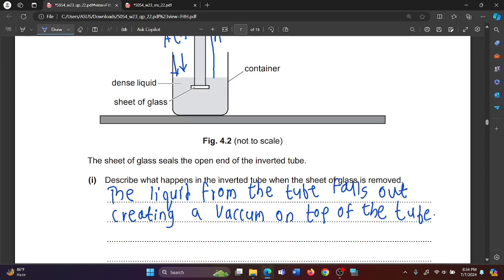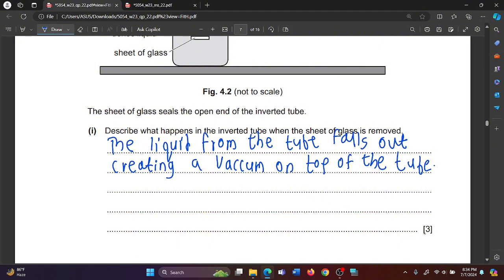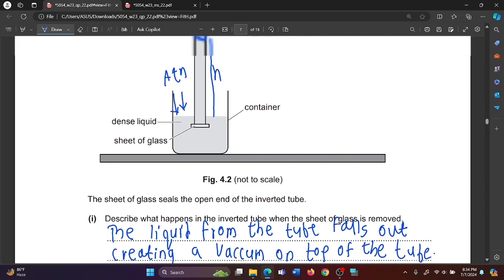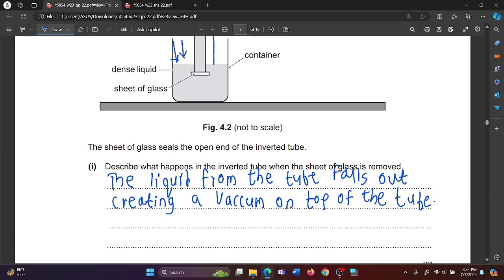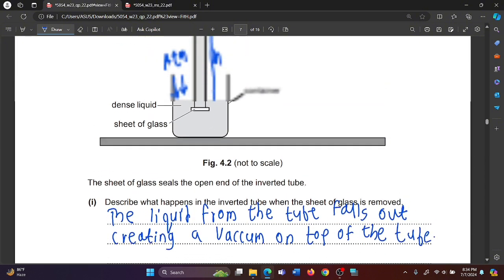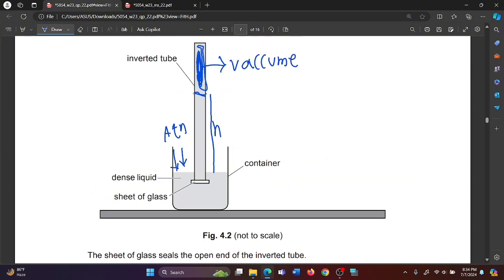After that, we have two more lines and two more marks to gain. If this much information got us 1 mark, what else do we need to write to gain the remaining 2 marks? So we can write that the liquid stabilizes at a particular height above the surface of the water in the container.